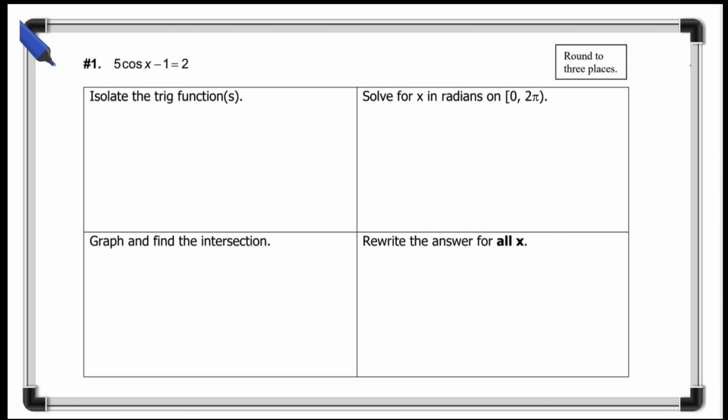All right, let's get started. So in this question, we're going to isolate the trig function first. So we're going to add 1 to both sides. So you have 5 cosine of x is equal to 3. And then if you divide both sides by 5, cosine of x is equal to 3/5. Now, if you look at this question, you're going to notice that this is actually not on the unit circle.